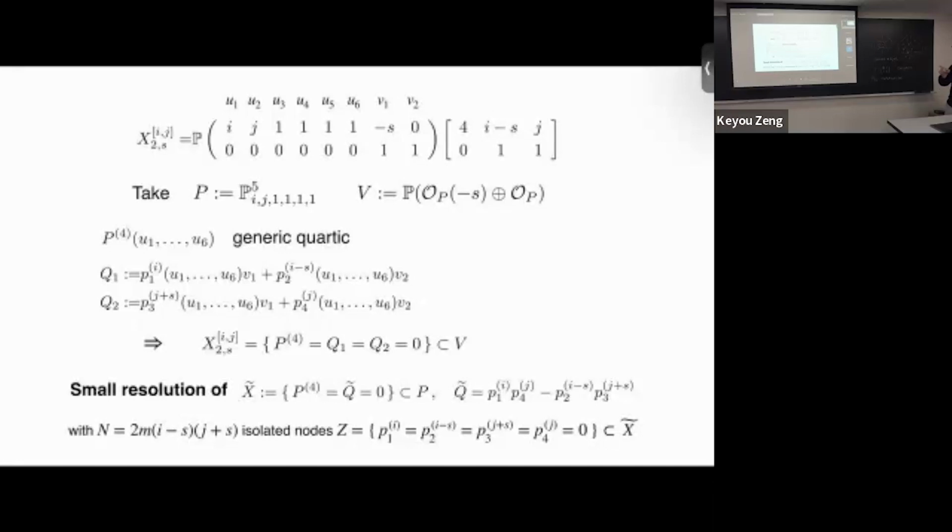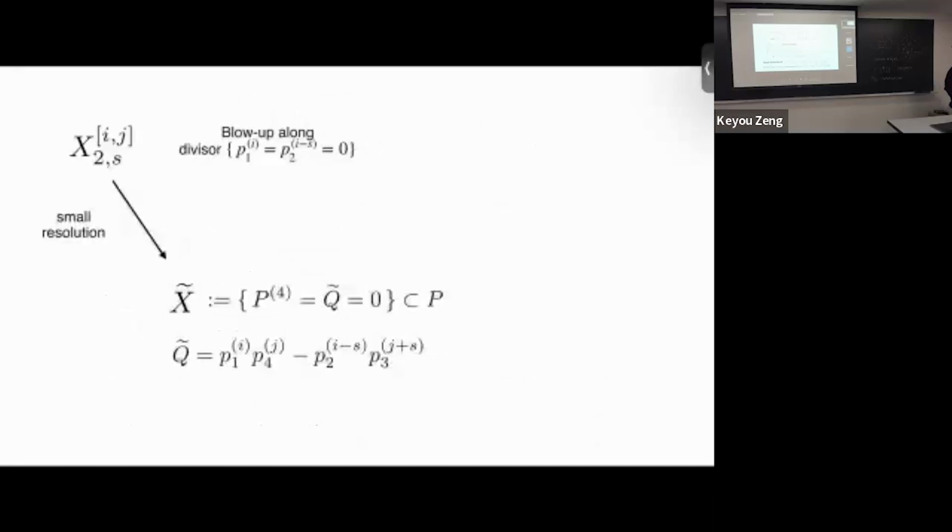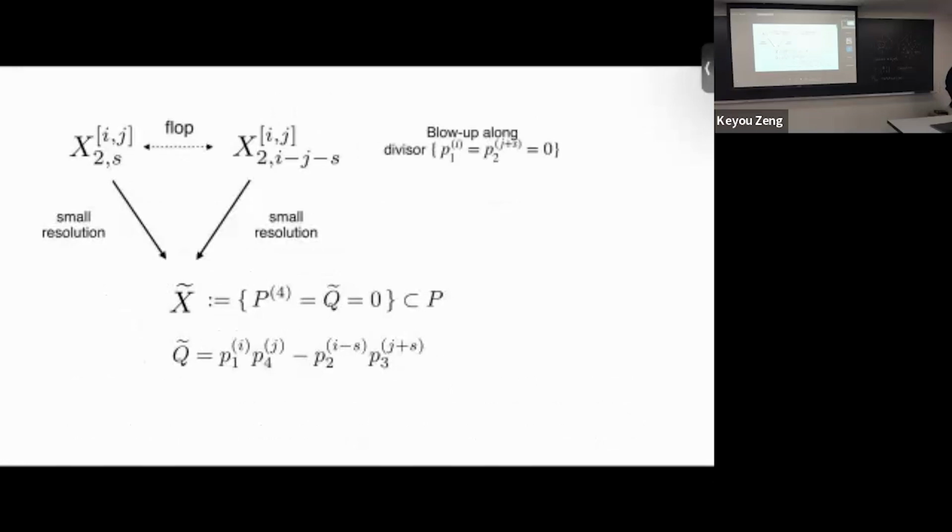Okay. So what you can do here is you can arrange the divisors using the equations we already have to actually pass through all the nodes. And you can do it in more than one way. You can get a small resolution to this X_2,s,i,j by blowing up along the divisor where p1i and p2i minus s are 0. But you could also blow up by having the divisor p1i and p2j plus s equals 0. Okay. And they're related by a flop transition.